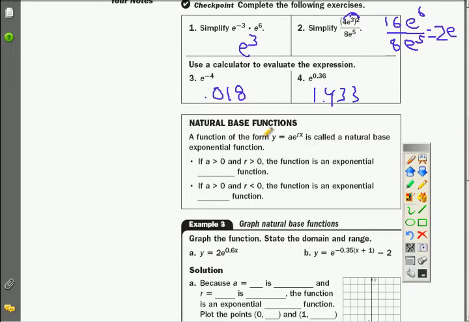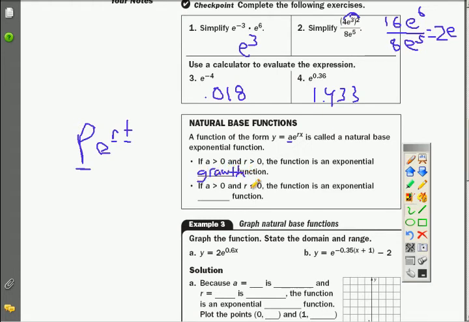All right, a function of the form y equals a, whatever the original amount you start with, times e to the rx. I always used to talk about PERT: the initial amount, or your principal, times e to the rate times however much time you have. And so that's called a natural base exponential function. If a is greater than 0, so a is a positive number, and r is greater than 0, so your rate at which something's growing is a bigger number, the function is an exponential growth problem.